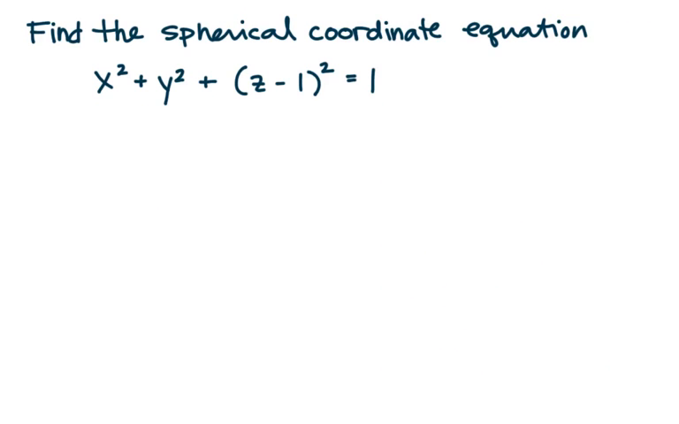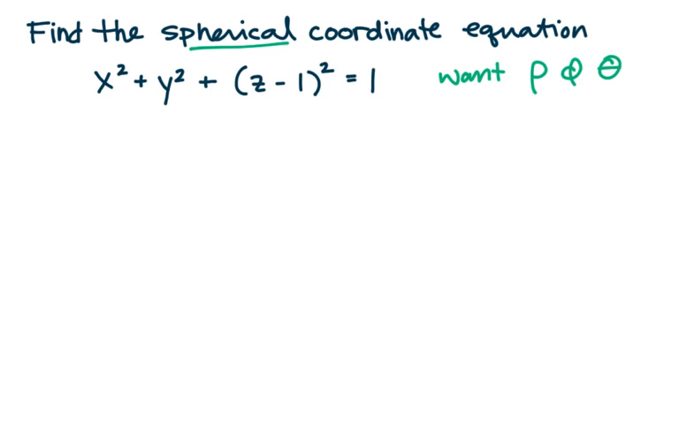In this example, we are given a sphere with the center at 0, 0, 1. So it's a sphere of radius 1 centered at the ordered triple 0, 0, 1, and that's in our rectangular or Cartesian coordinate system. And we want to find the spherical coordinate system. And spherical means that we want rho, phi, and theta.